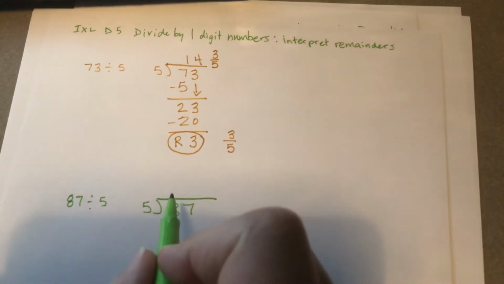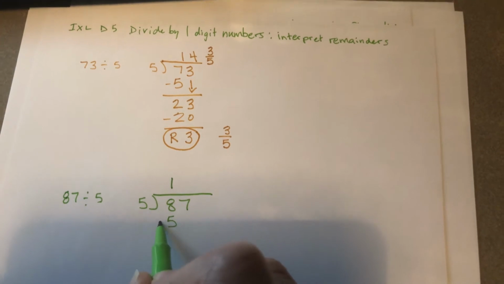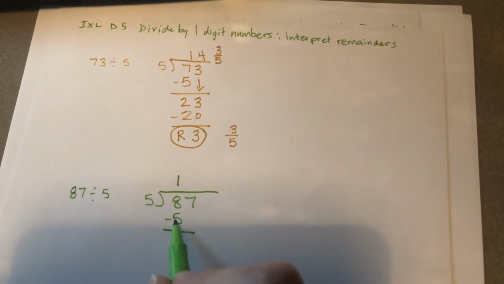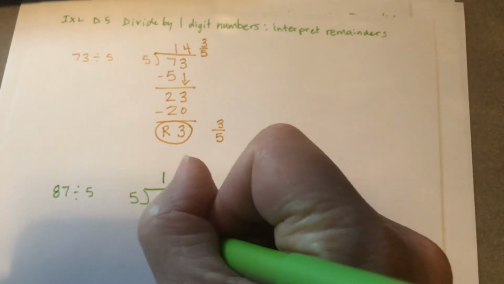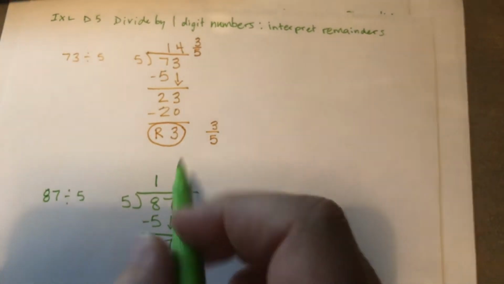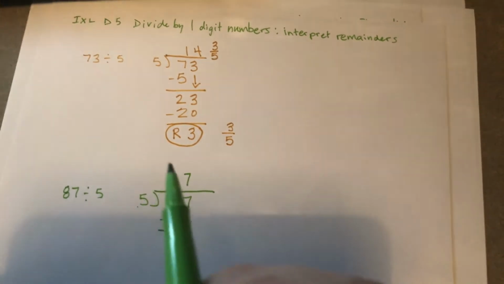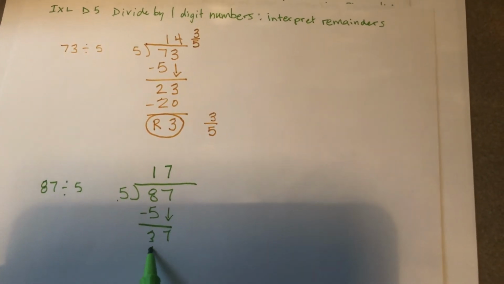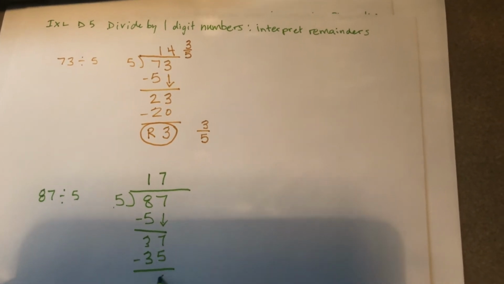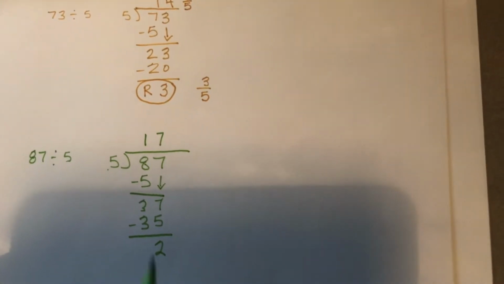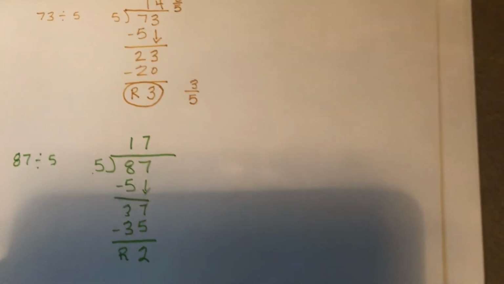5 goes into 8 one time. 1 times 5 is 5. Subtract. 8 minus 5 is 3. Bring down the 7. How many groups of 5 go into 37? 5 times 7 is 35. So 7 times 5 is 35. Subtract, and we have 2. This is a remainder of 2. So that's what we're going to write.